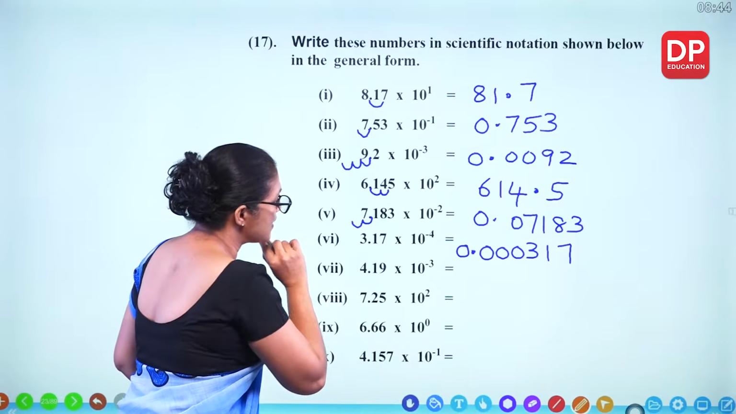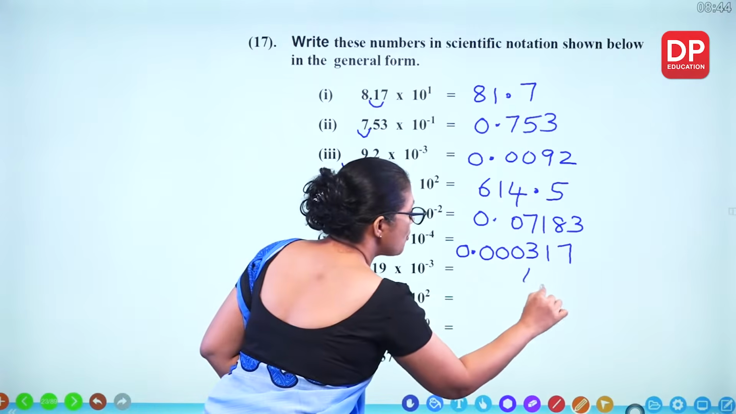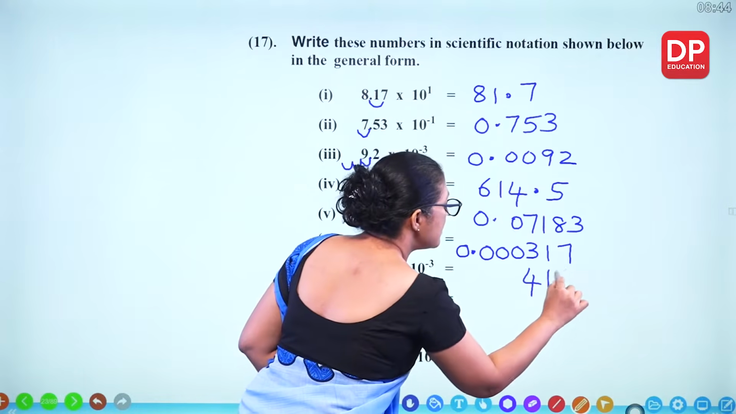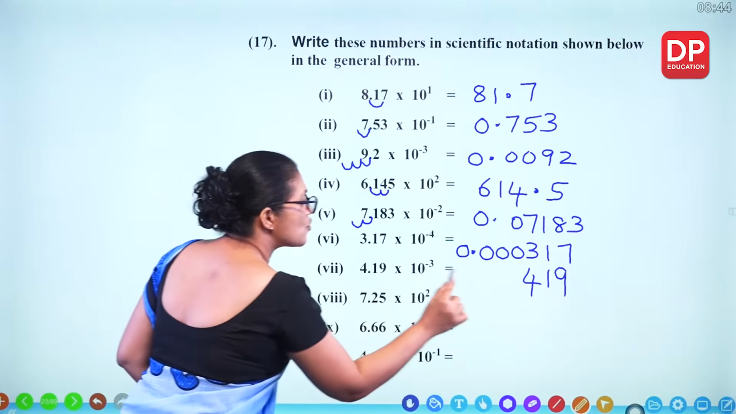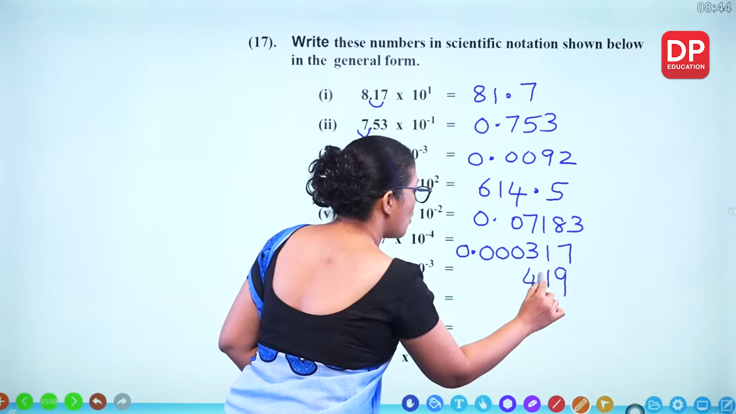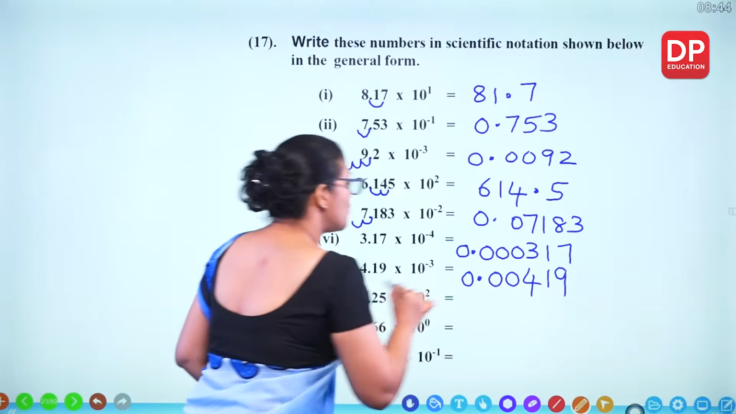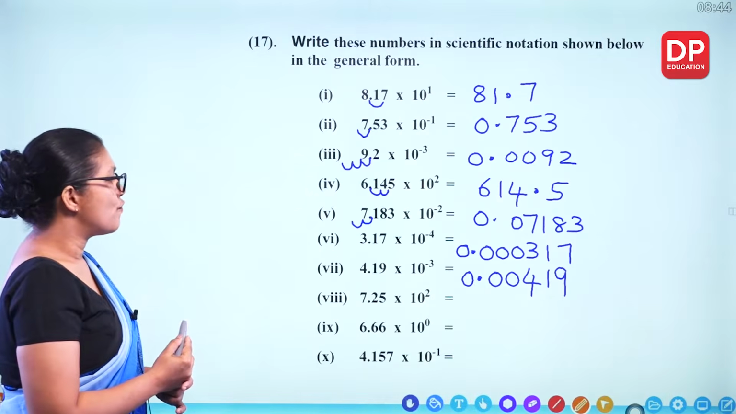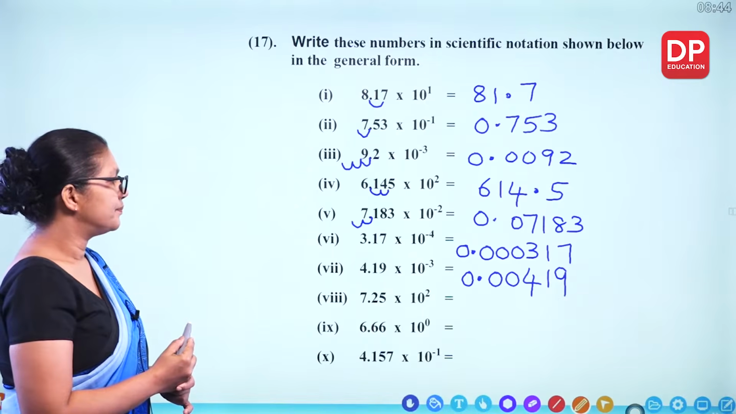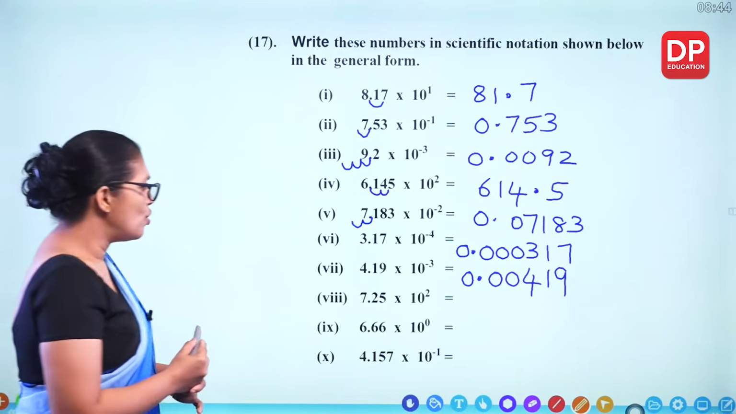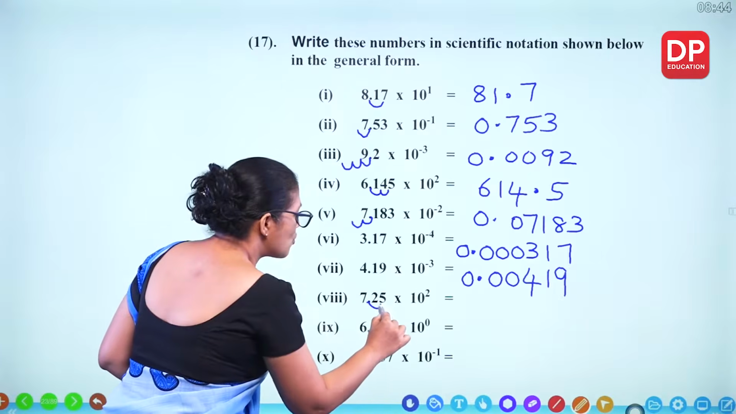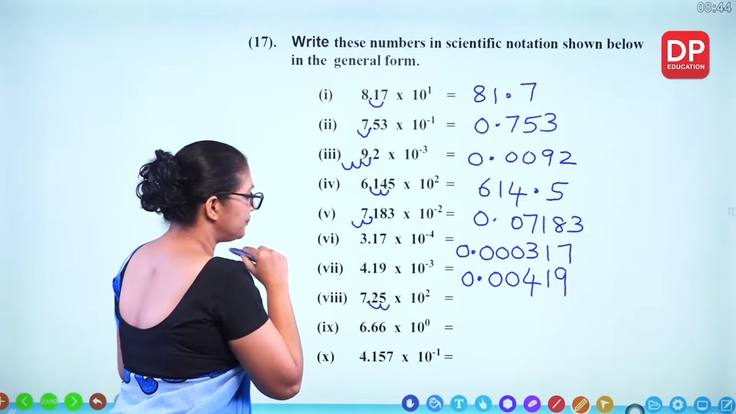10 to the power minus 3. So you write 419 and 3 places to the left. 1, 2, 3. So you get 0.00419. 10 to the power 2. 2 places to the right.